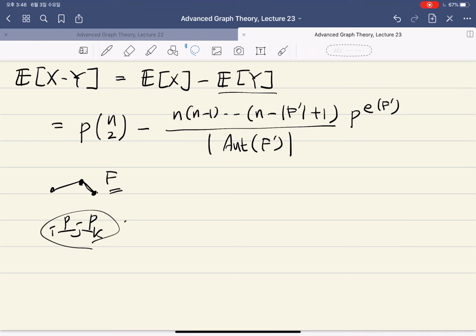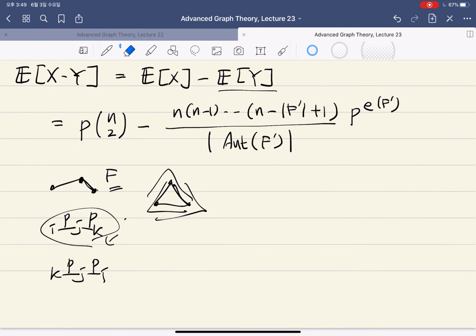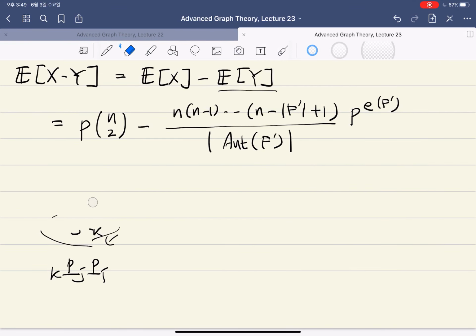And we divide by this number of automorphisms of F prime, because this is counted when we choose K, J, I, and then with probability P there is an edge. Then this also counts this case. And for the case where all three of them are there, then you count this one, this one, this one. So this actually contributes to Y by 3. So this formula actually is the expectation of Y.